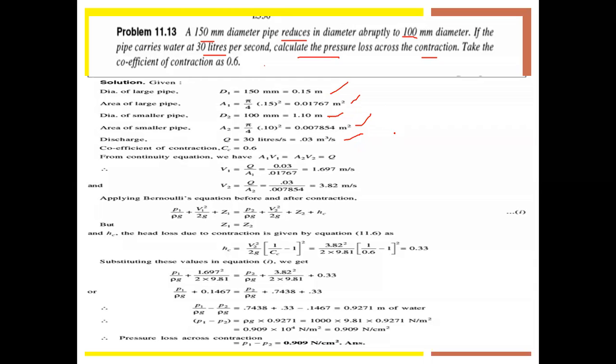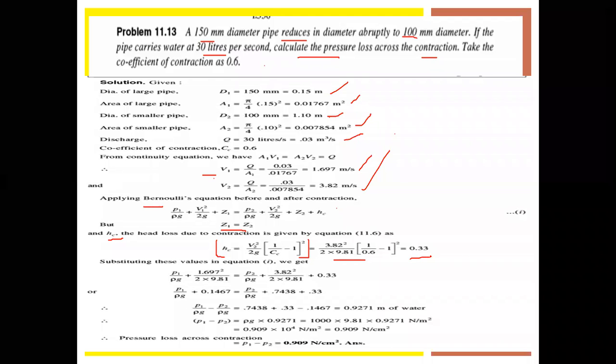Next, find out the V1 value. Q by A1, that is equal to 1.697. Next, V2 value is 3.82. Right. Now, we have to go with the Bernoulli's formula: P1 by rho g plus V1 square by 2g plus Z1 is equal to P2 by rho g plus V2 square by 2g plus Z2 plus HC.